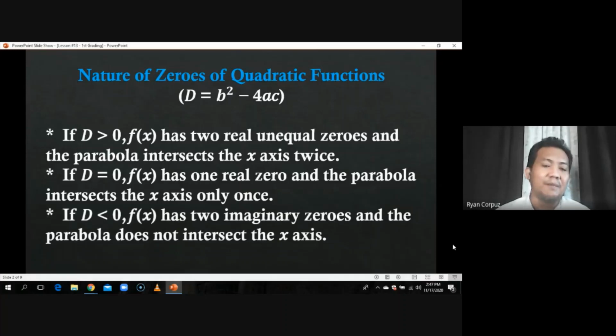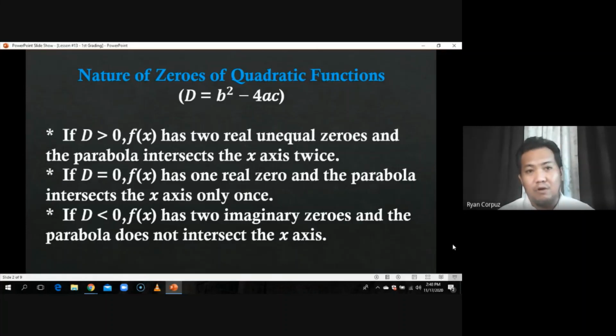Last, sabi dito, if D is less than 0, or meaning to say if your discriminant is a negative number, then the function has two imaginary zeros. And the parabola does not intersect the x-axis. Ano ibig sabihin nun? Ibig sabihin, the roots or the zeros of the function of that given equation of the quadratic function are imaginary numbers or tinatawag nating non-real numbers. So, that is only if your discriminant is a negative number.